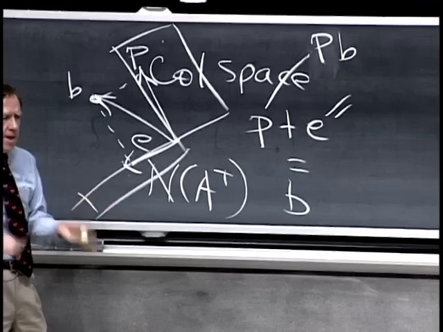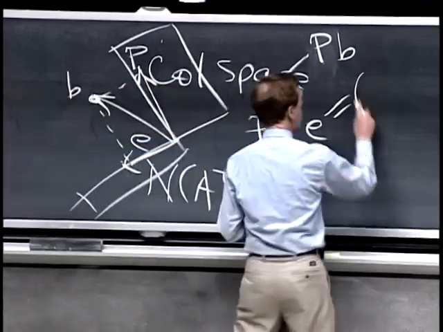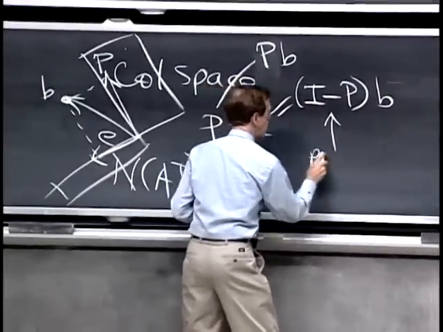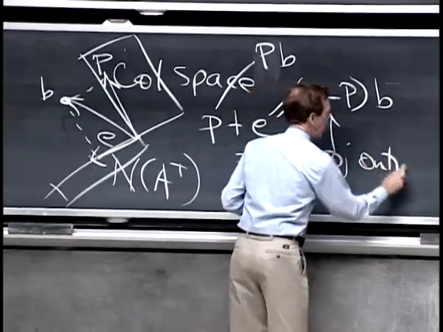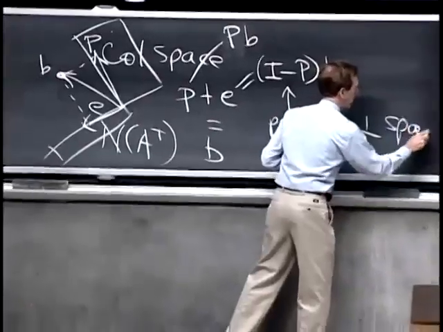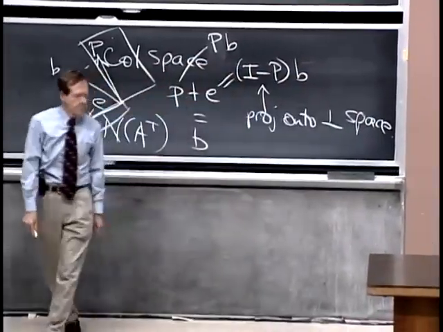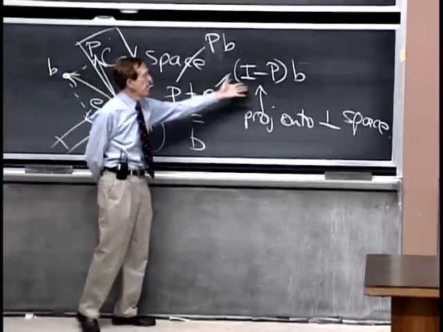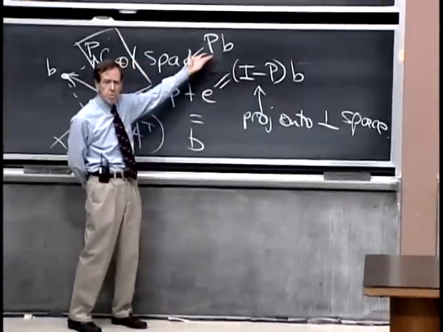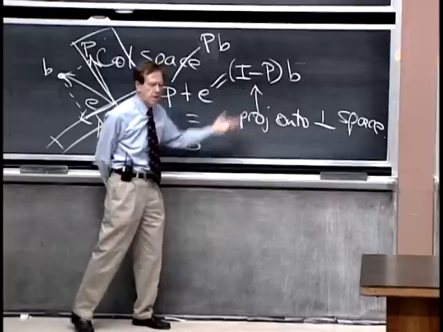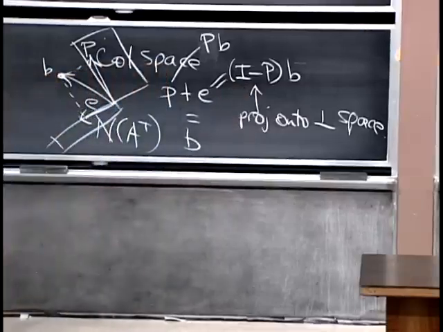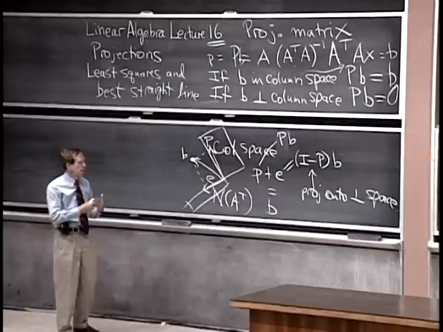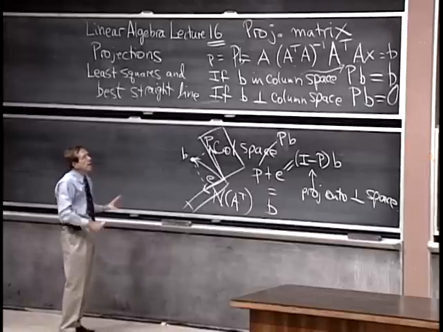What I want is to get the rest of the vector, so it'll be just I minus P times B. That's a projection too. That's the projection onto the perpendicular space. Okay. So if P is a projection, I minus P is a projection. If P is symmetric, I minus P is symmetric. If P squared equals P, then I minus P squared equals I minus P. It's just the algebra is only doing what your picture is completely telling you.